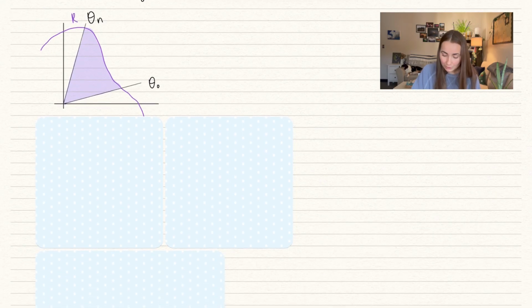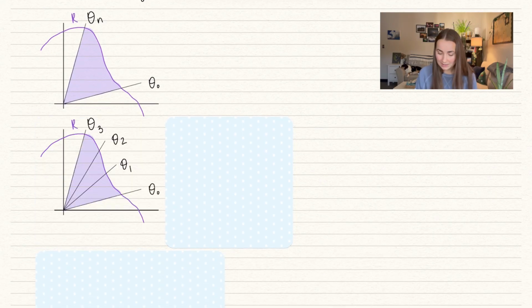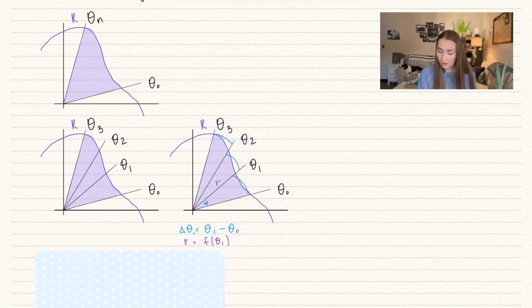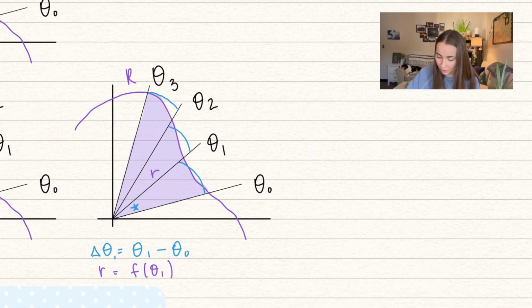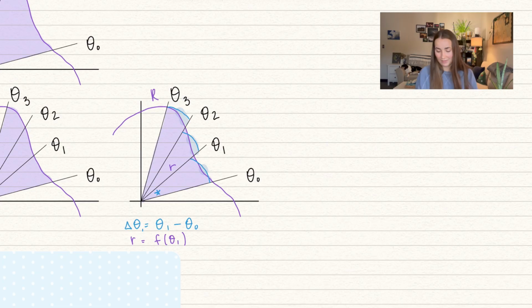So what we could do is start breaking this up into little pieces. So let's say we add some theta values in between and we break it up really nice and equally. We can estimate the area, and we can do that by finding the area between each of these little curves. So as you can see, it's going to be a bit of an overestimate, right? Because we're adding some additional area, but it does give us a rough estimate.